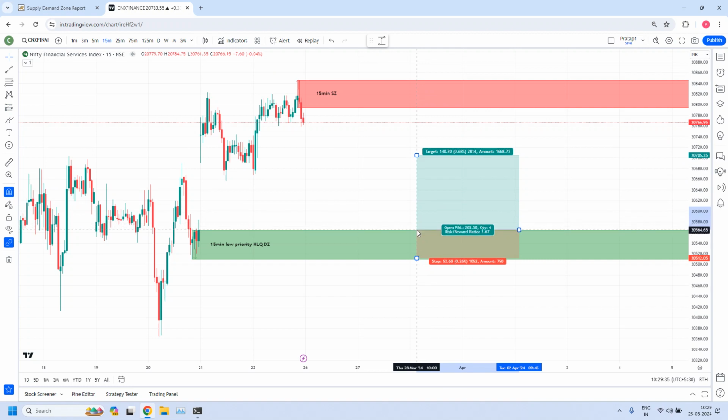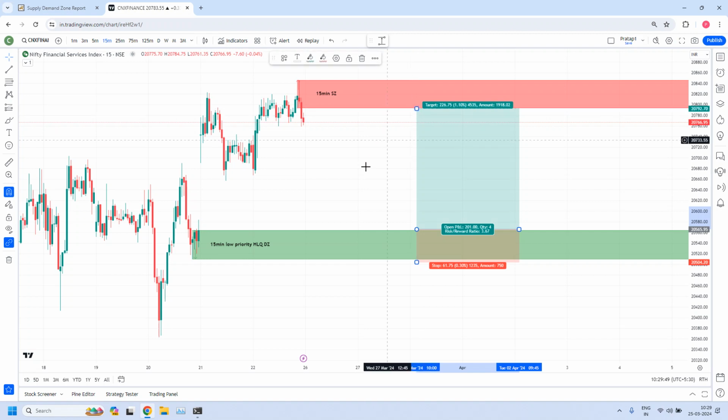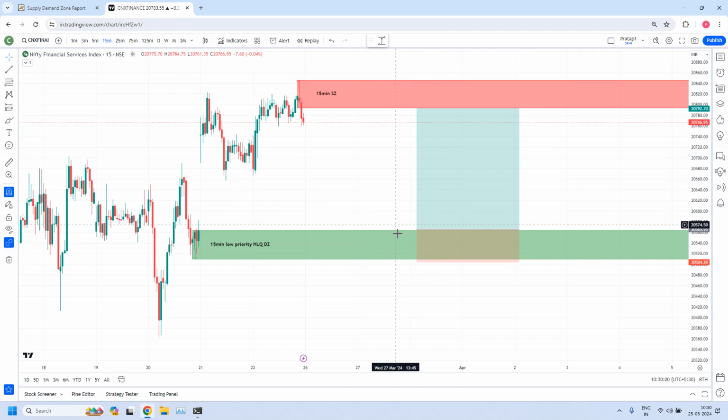This is our entry. Let me add a little above, just some buffer, and a little below also, some stop buffer. Approximately I am adding. And this is the target, just before the zone. So we have 1:3.67. Excellent. So this is a good trade.